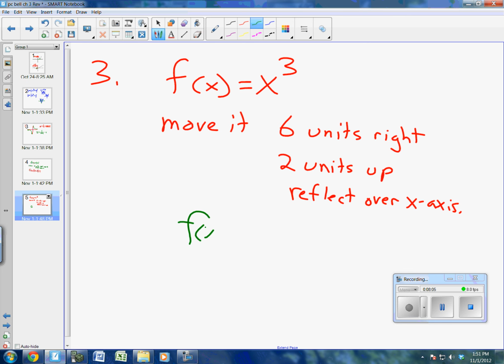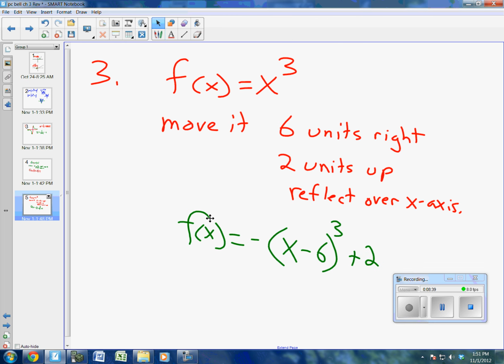Okay, hey, you guys, this one, once again, is an f of x. Okay, that's f of x. And we're going to reflect over the x-axis as a negative. Although, in this case, since a cubic function has symmetry with the origin, you can actually reflect it over the y-axis and it will look the same way. Okay, but x, 6 units to the right, so x minus 6 cubed, x minus 6 will move it to the right, and plus 2 will move it up. Any questions there? Okay? And negative reflected it. Okay. Next problem.